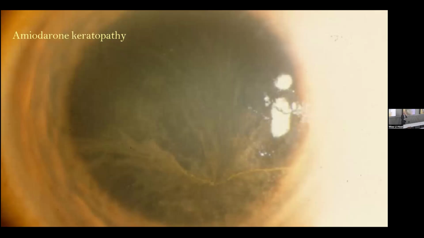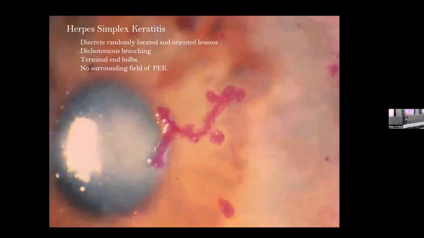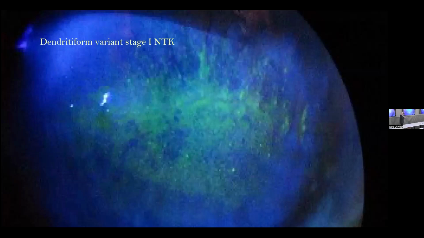And invariably, they will treat it with a topical antiviral like Viroptic, which is super toxic. And the patient won't get any better, so they keep pouring it on until they finally literally keratinize the whole surface, toxify it completely. And then it takes me months to undo that. Here's the real thing, and there's easy ways to differentiate this. This is active herpes simplex keratitis. The lesions are randomly distributed across the cornea, randomly oriented. They have dichotomous branching. They have terminal end bulbs. And here's a real nice key tip off. They're not sitting in a big field of punctate keratopathy. They are discrete.